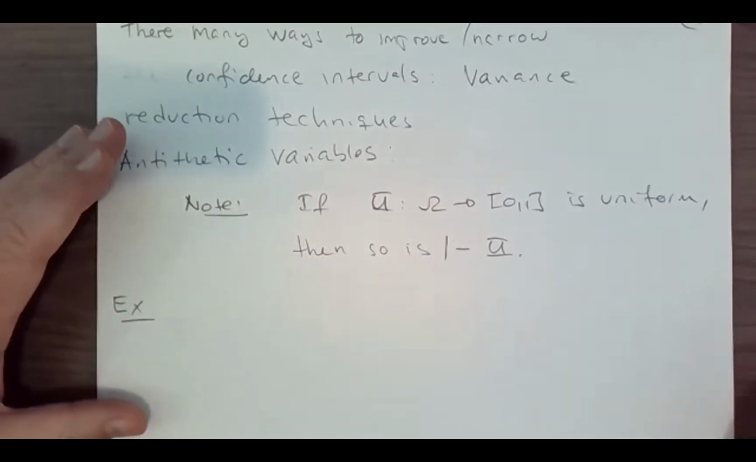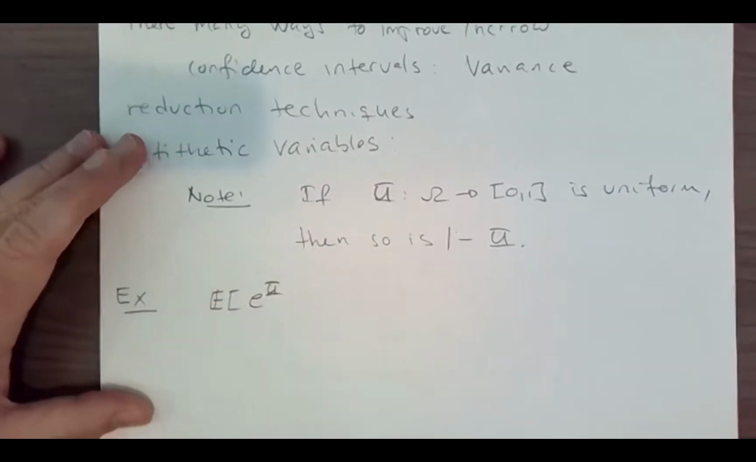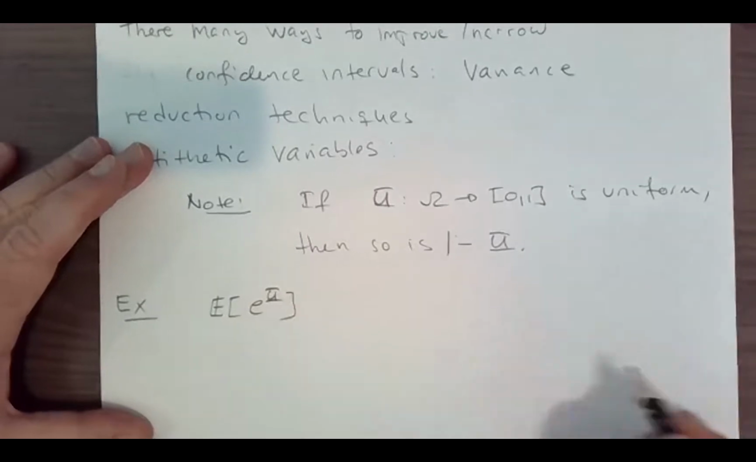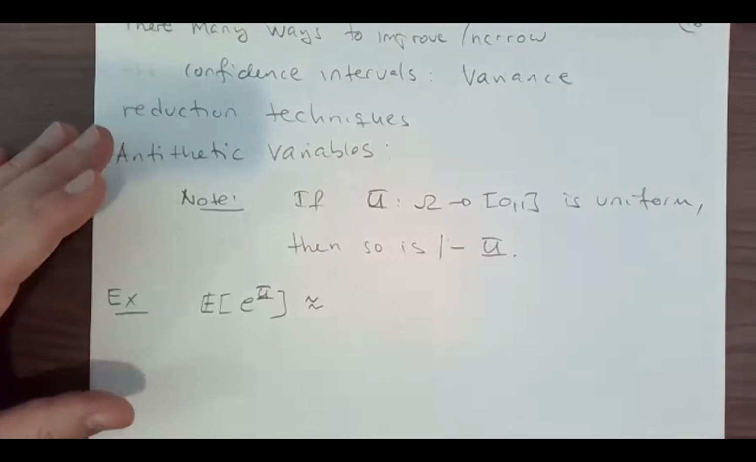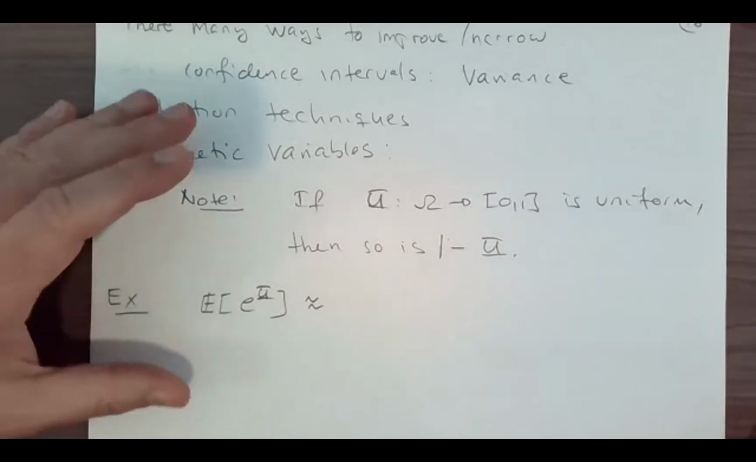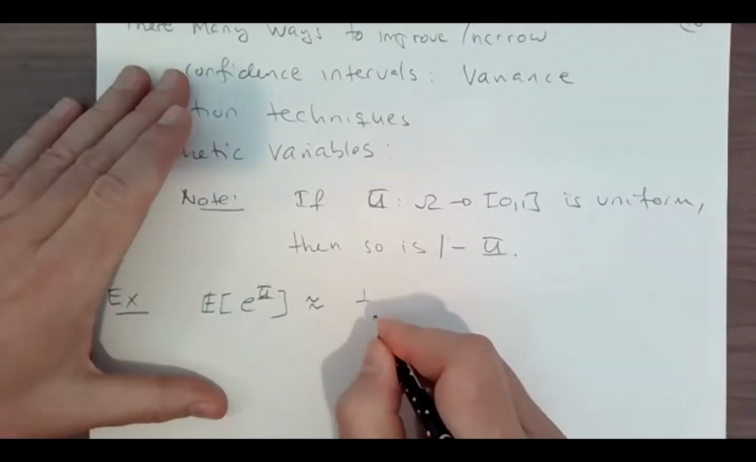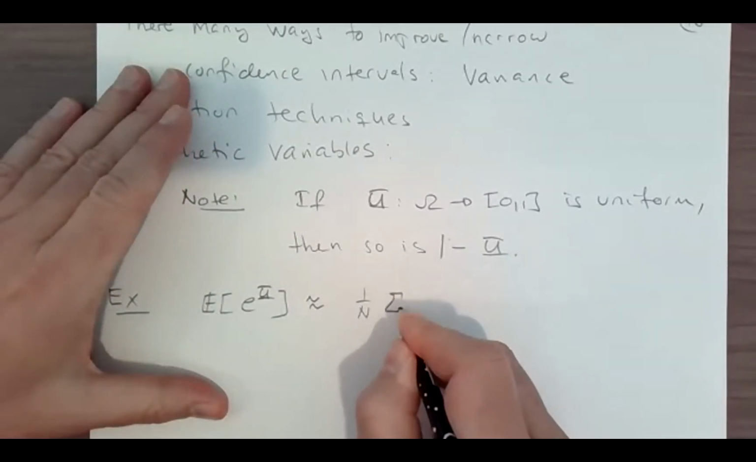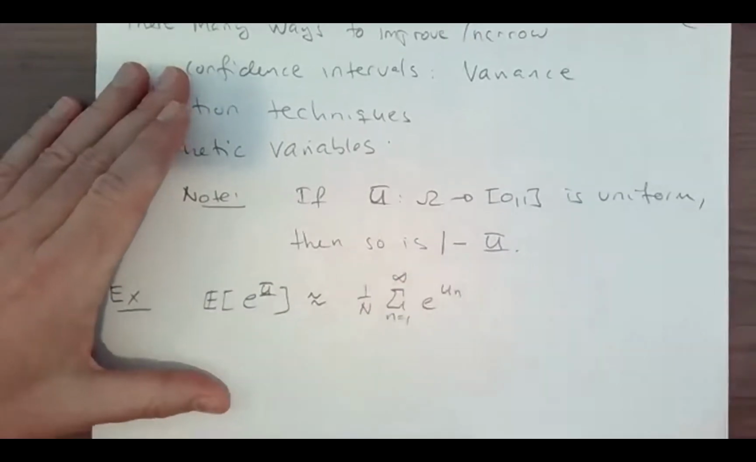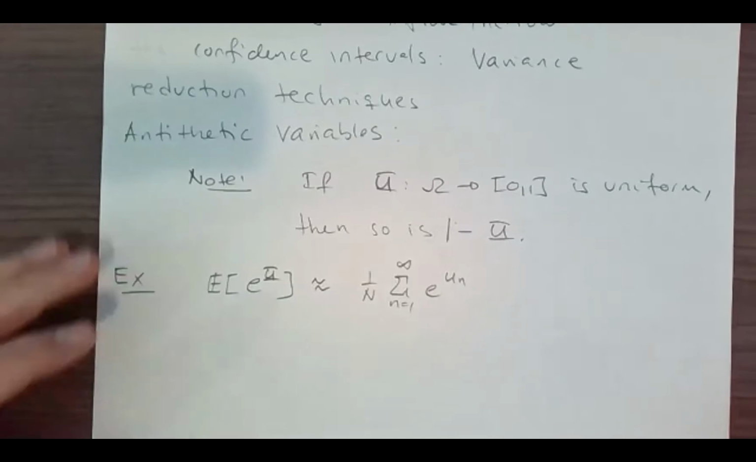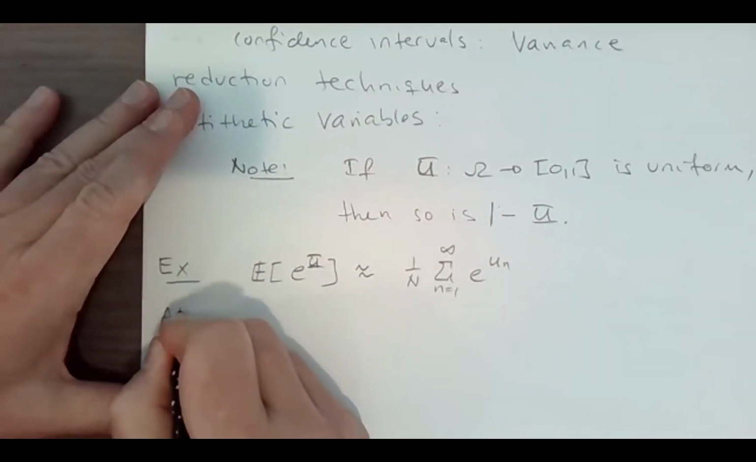So if you go back to the example where we want to calculate, what was it? It was e to the u. So we want to calculate this e to the u by approximating it with 1 over n times the sum of e to the u_n.